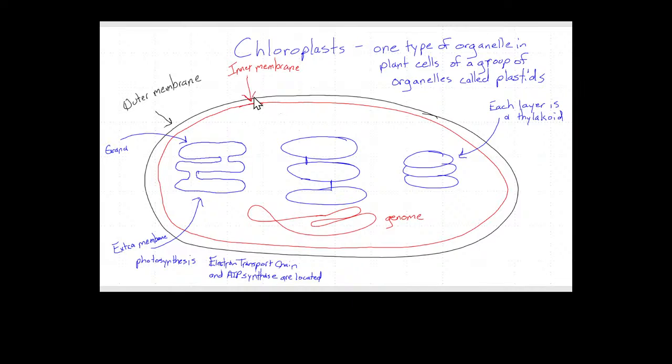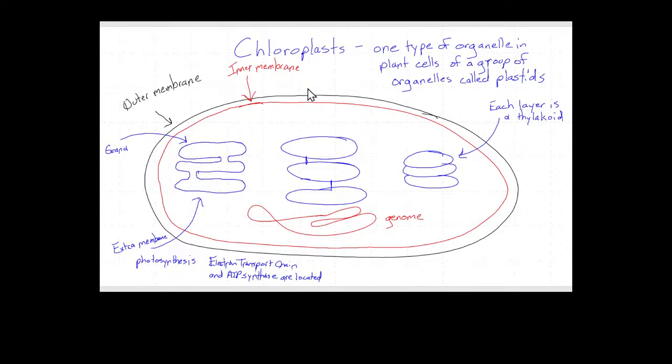Now, going through the structure, we have the outer membrane of the chloroplast and the inner membrane of the chloroplast, and those are both smooth, basically just like a double lipid membrane. That contrasts with the mitochondria, where the inner membrane had all these extended folds and invaginations throughout.